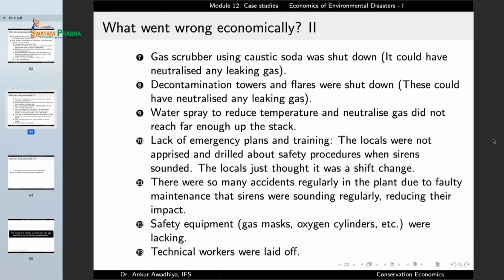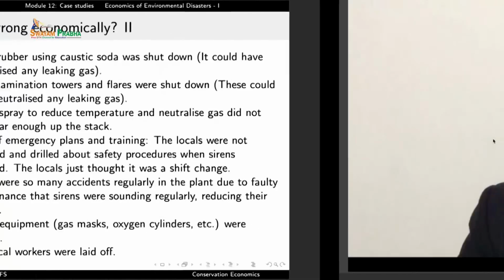Then we talked about keeping the stakeholders in the loop. In this case, there was a lack of emergency plans and training. The locals were not apprised and drilled about safety procedures when sirens sounded, and the locals just thought it was a shift change. When you are manufacturing something as toxic as MIC, the locals, the stakeholders, should have been kept in the loop. A good way of doing that is through regular communication. If you remember, when we talked about risk management, we discussed communication at all different points of time. In this case, there was hardly any communication with the locals.